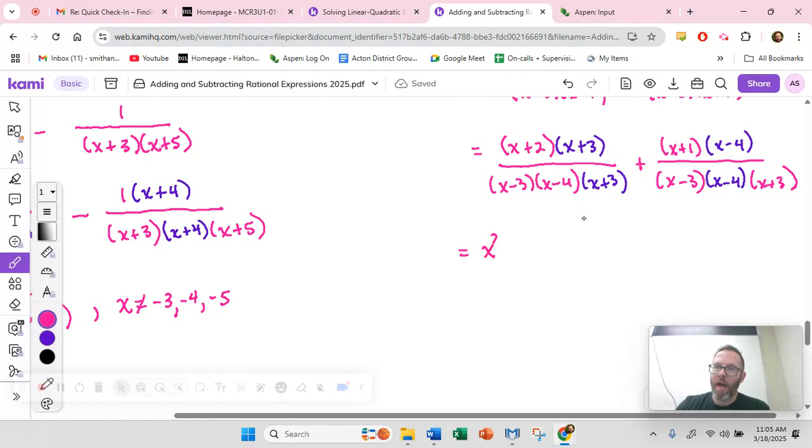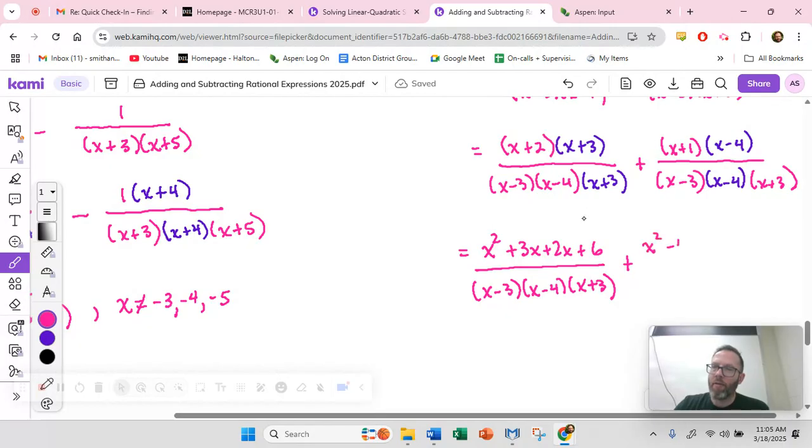We got the space, so x squared, we got a plus 3x, we got a plus 2x, and we got a plus 6. And on the right, we got x squared, we got minus 4x, we have plus 1x, and we have minus 4. And then we have a bunch of like terms to collect on the top.